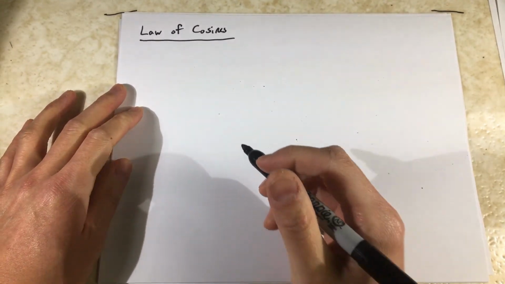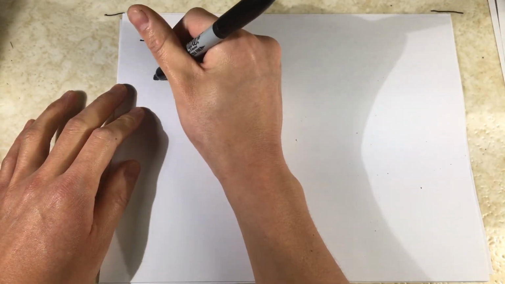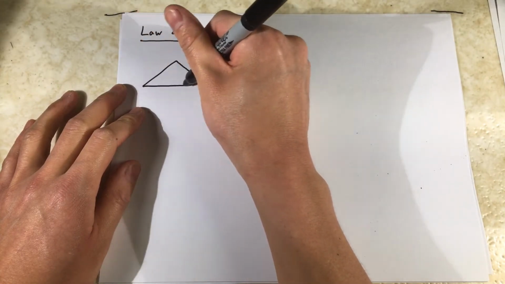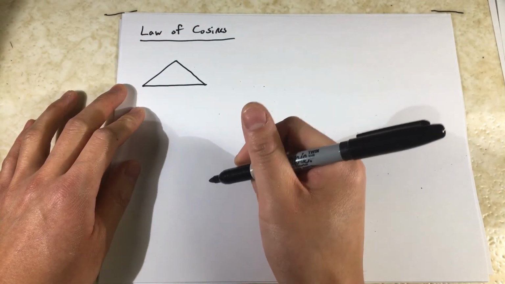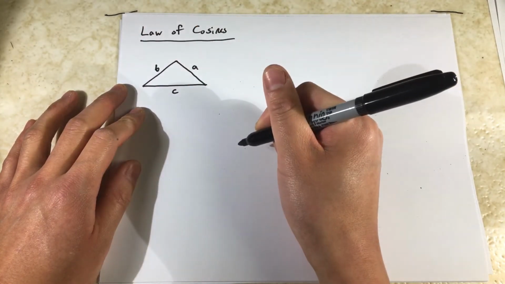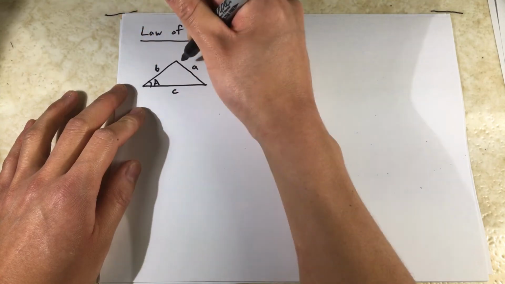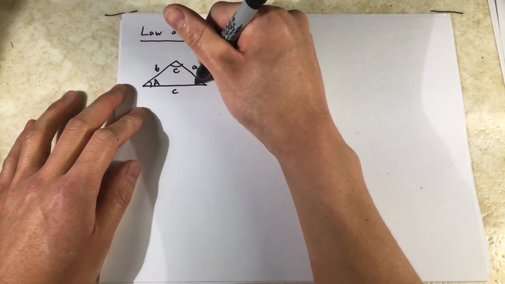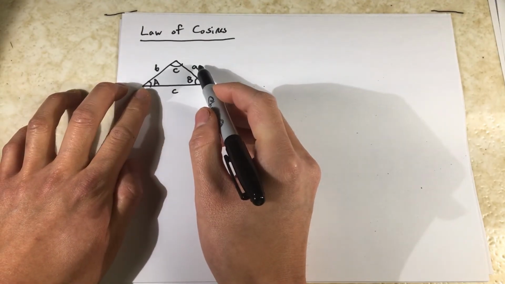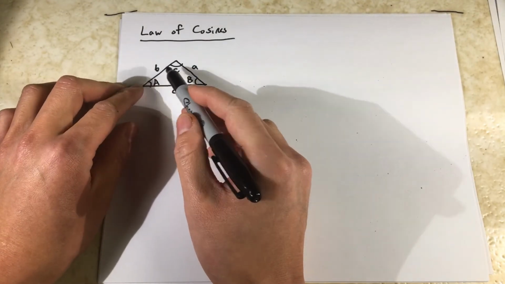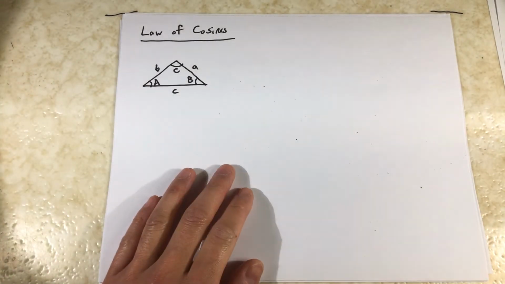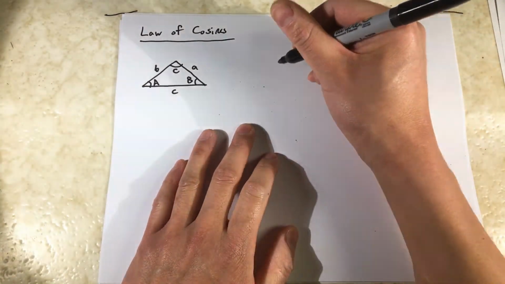So I'll give you the law of cosines. It's a little bit more complicated. But again, we have our oblique triangle. We have sides A, B, and C. And we have angles capital A, capital C, and capital B. Where obviously angle A is opposite side A, angle B is opposite side B, angle C is opposite side C. Okay, so I will show you here.